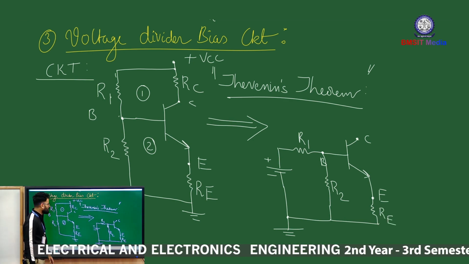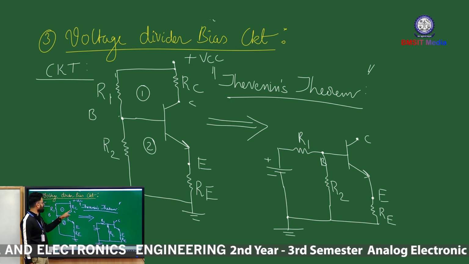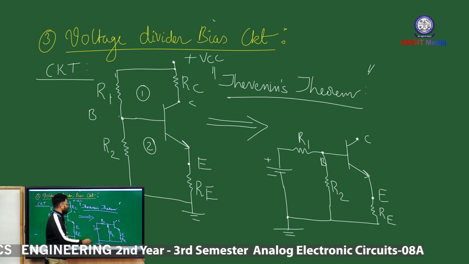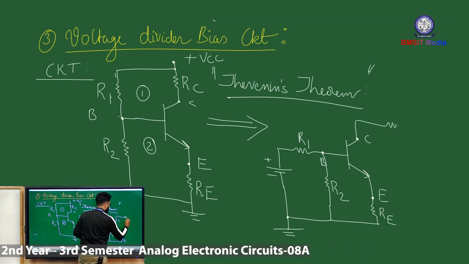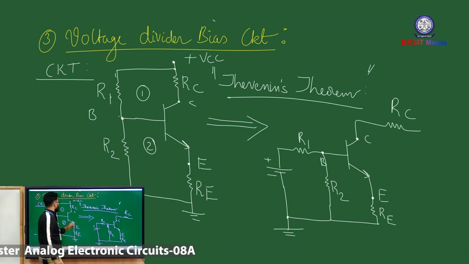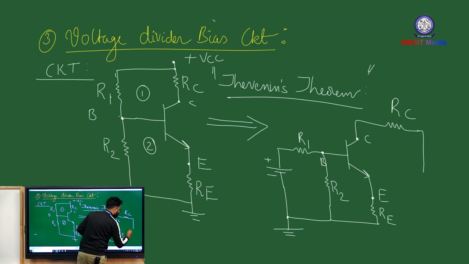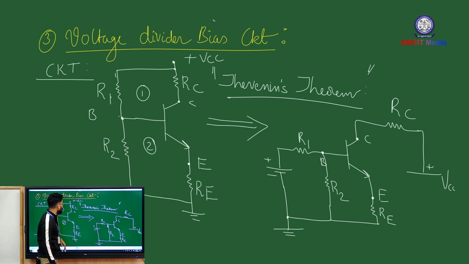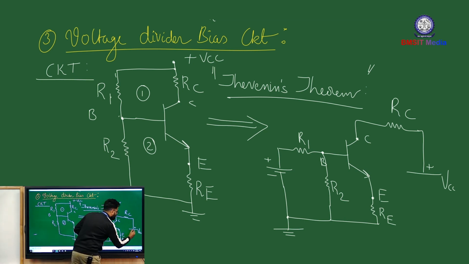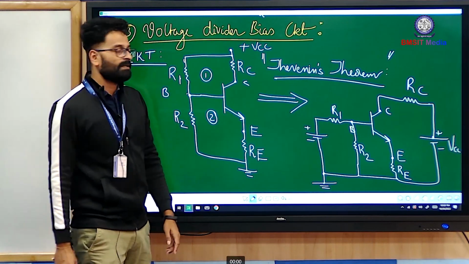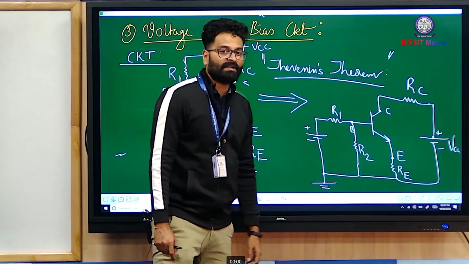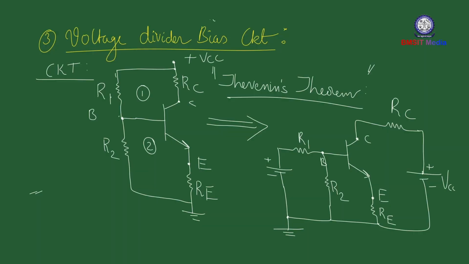So this is your input side. And on the output side, you can see that the collector terminal is connected to RC, and the other end of RC is connected to plus VCC. So let us keep a power supply voltage on the output side as well. The minus terminal of VCC is grounded. So this is your simplified equivalent circuit. Once you have this simplified equivalent circuit, you will be able to apply Thevenin's theorem.